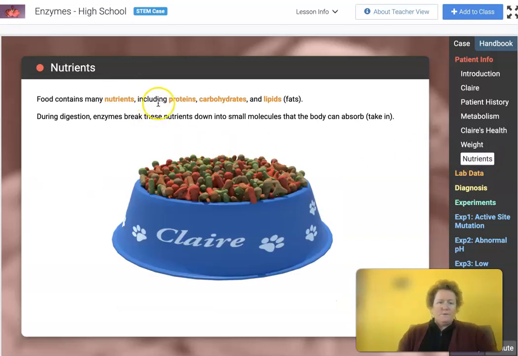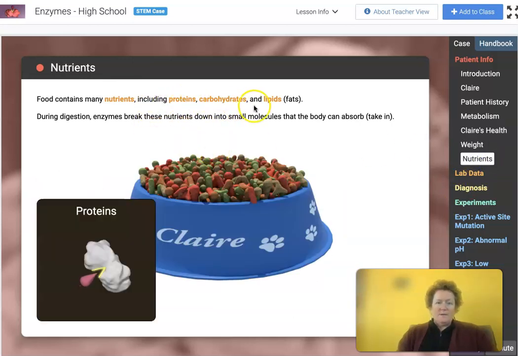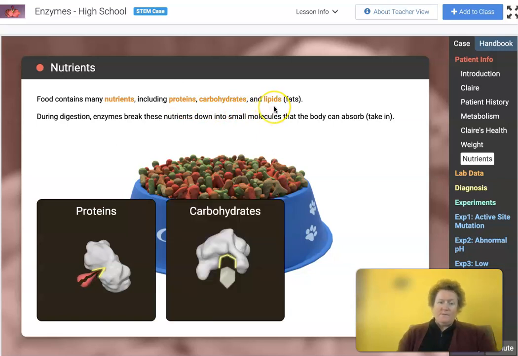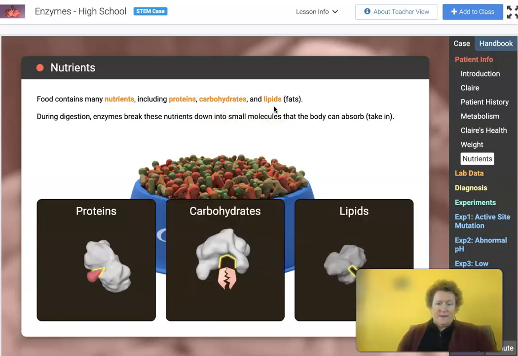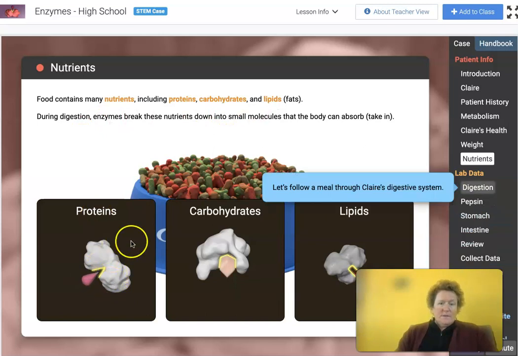Food contains many nutrients, including proteins, carbohydrates, and lipids, aka fats. Well, part of lipids are fats. All of these things can be found on a nutrition label. The lipids will be found under fats on a nutrition label if you check the package of noodles or rice or cookies or whatever you're eating.